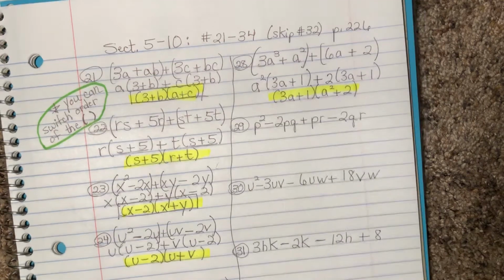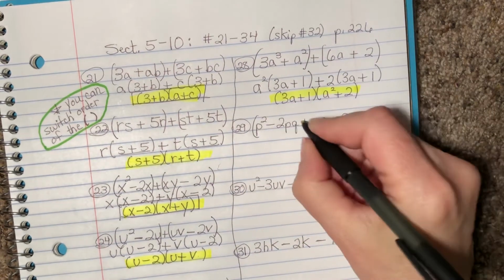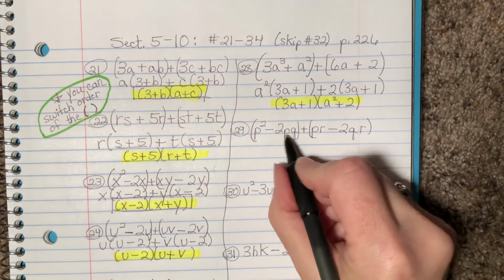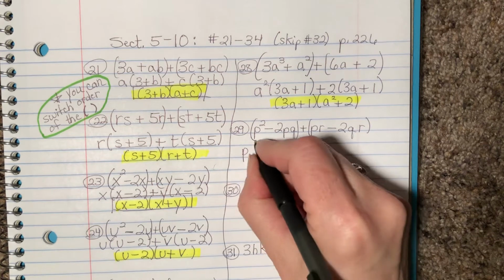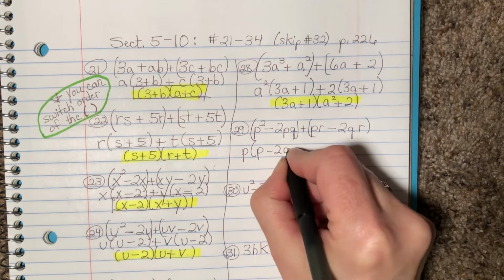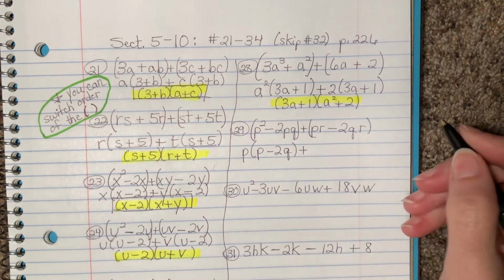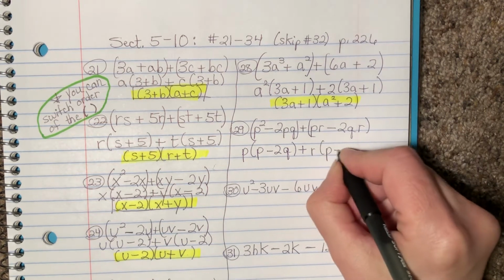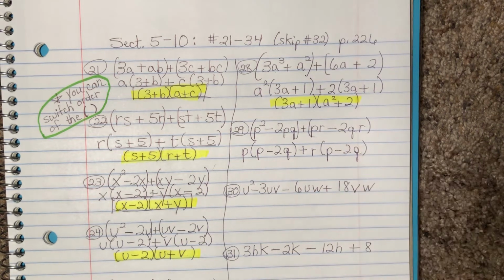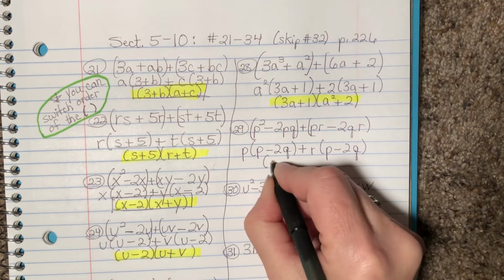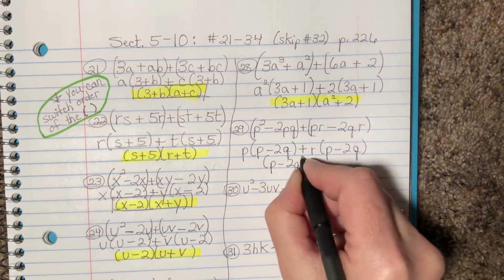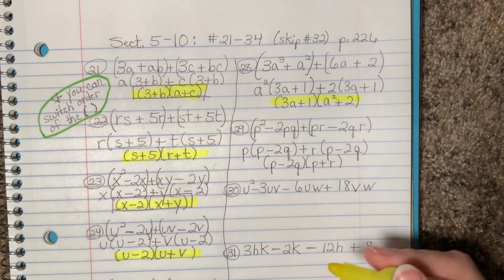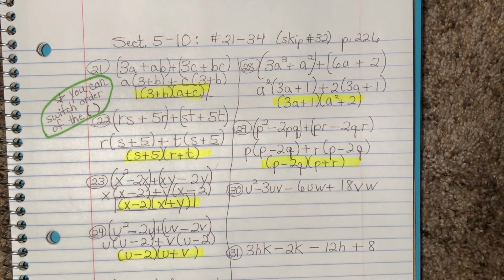All right, 29. Parenthesis, parenthesis. Okay, I can pull out a p, and that's it. And I get p minus 2q plus, still simple grouping. They each have an r, and that's it. p minus 2q, parentheses match. So the factors are p minus 2q times p plus r. Answer.